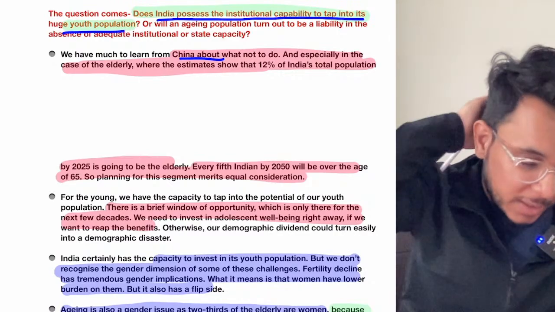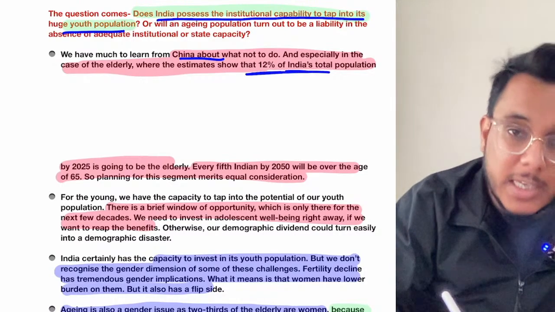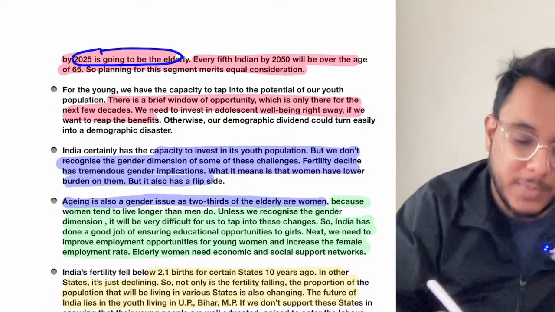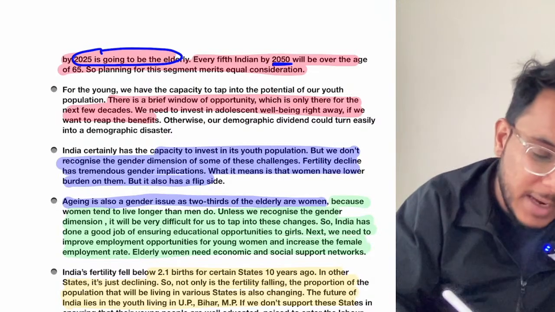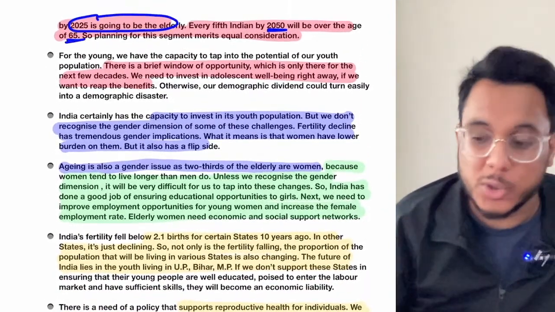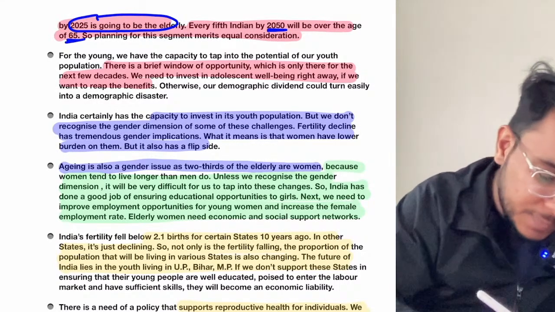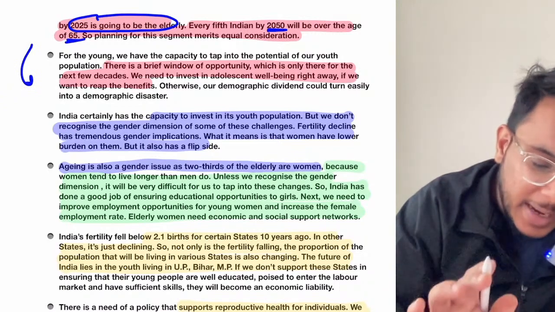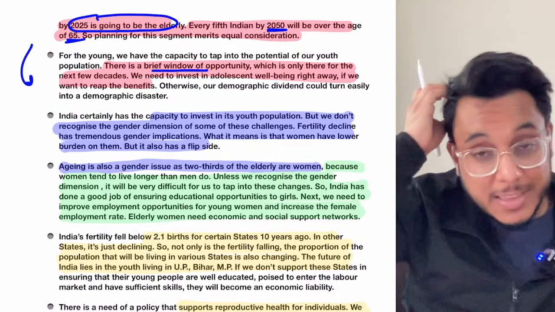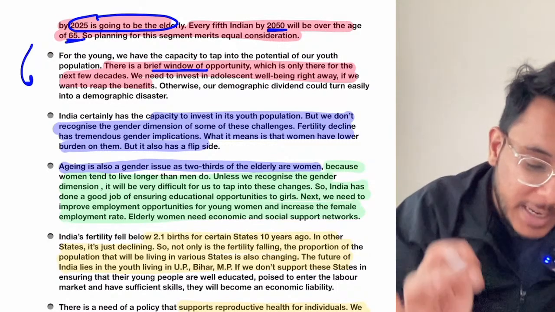See, when we talk about India, 12% of India's population by 2025 is also going to be the elderly population. By 2050, every fifth Indian will be above 65 years of age. So India's population is becoming old, it is becoming grey. Therefore, right now there is a very brief window we need to tap. Even the people who are young today will become old tomorrow. So we need to tap on that.